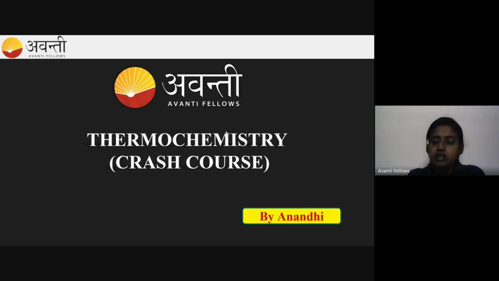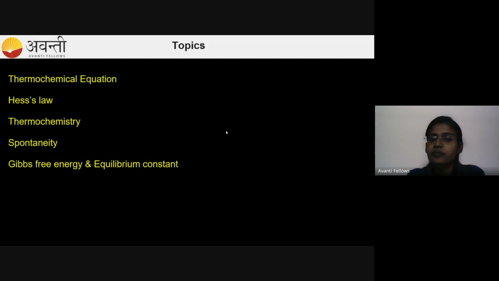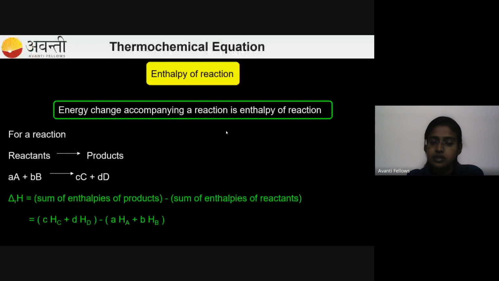The topics that we are going to cover in this session are the thermochemical equation, Hess law, spontaneity, Gibbs free energy, and equilibrium constant. Coming to the thermochemical equation, and enthalpy of reaction, this is a recap of what we have already discussed. The energy change accompanying a reaction is called the enthalpy of reaction. For example, A and B are the reactants and C and D are the products.